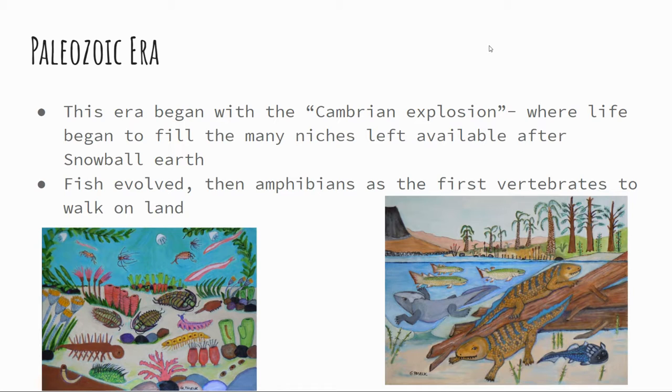the Earth entered the Paleozoic era, and this era began with the Cambrian explosion. And this is where life began to fill many niches that was left available after the snowball Earth period ended. Fish evolved, and then amphibians as the first vertebrates to walk on land. So during the Paleozoic era, after the first major snowball Earth event, we began to see land-dwelling organisms and more organisms that could live towards the surface of the water.